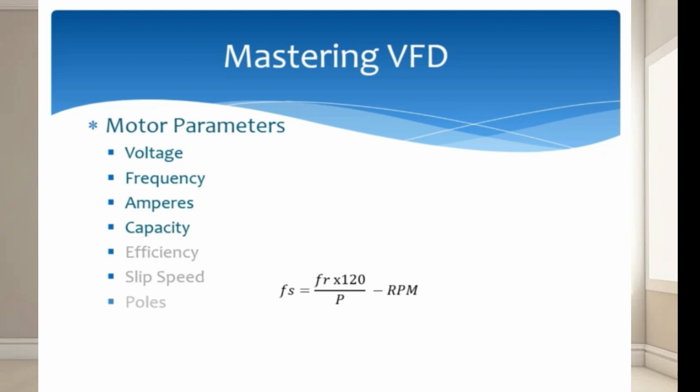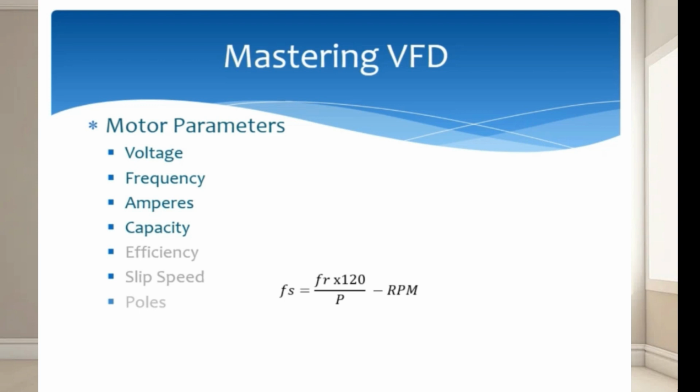Next, number of poles. If we generalize, for our ease, if the rpm is near 1800 and the motor rating is 60 Hz, that means the motor is designed on 4 poles. And if it's 1500 rpm and the motor is rated 50 Hz, then it's also designed on 4 poles.